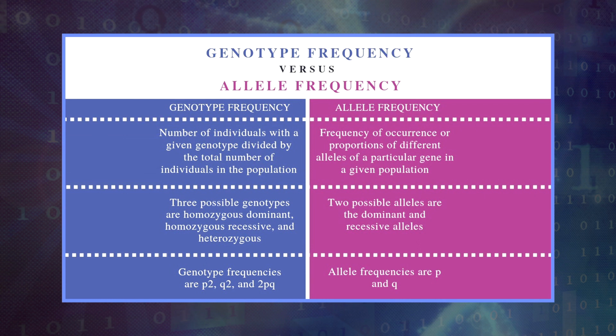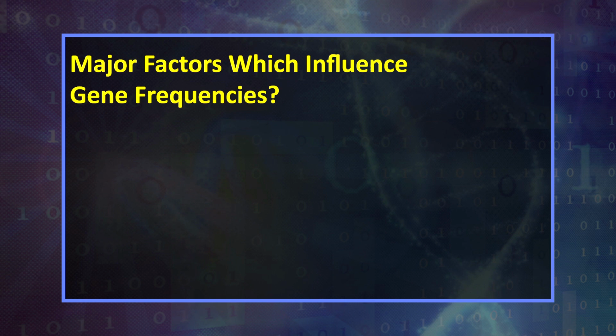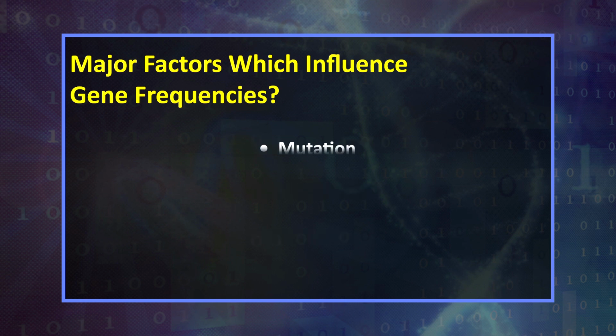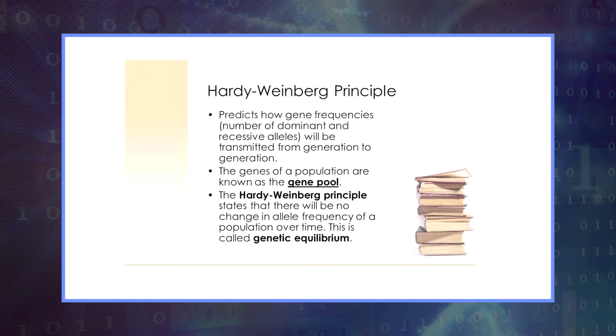Allele and genotype frequencies depend on factors such as mating patterns, population size and distribution, mutation, migration, and selection. By making specific assumptions about these factors, the Hardy-Weinberg law, a fundamental principle of population genetics, provides a model for calculating genotype frequencies from allele frequencies for a random mating population in equilibrium.